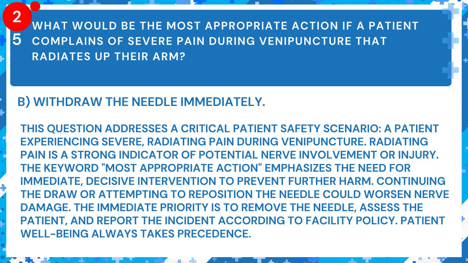Answer: B. Withdraw the needle immediately. Explanation: this question addresses a critical patient safety scenario, a patient experiencing severe, radiating pain during venipuncture. Radiating pain is a strong indicator of potential nerve involvement or injury.